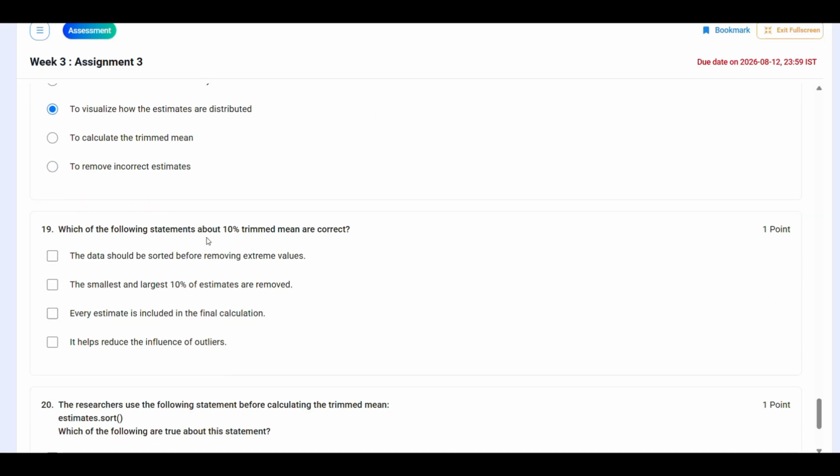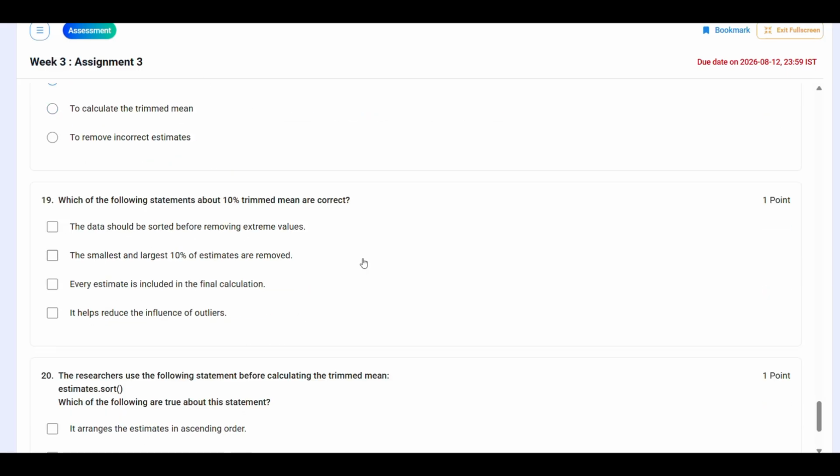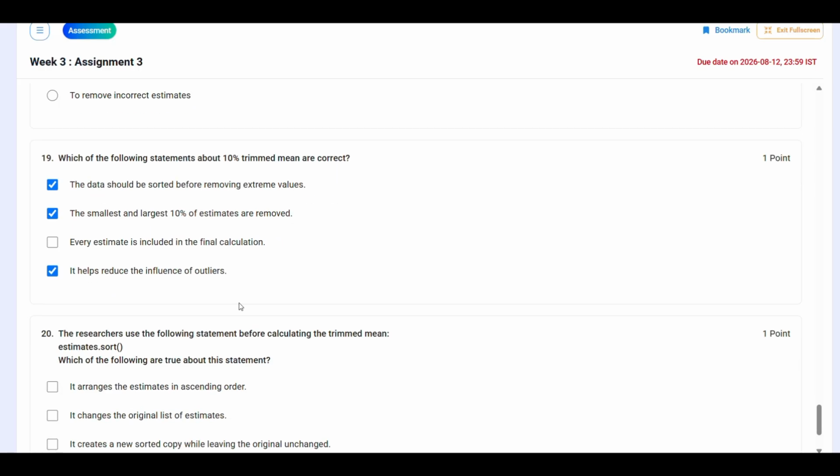Which of the following statements about the 10% trimmed mean are correct? In question 19, statement 1, the data should be sorted before removing extreme values. Yes, option 1 is correct. Option 2 is also correct, and the fourth one is correct: it helped reduce the influence of outliers.